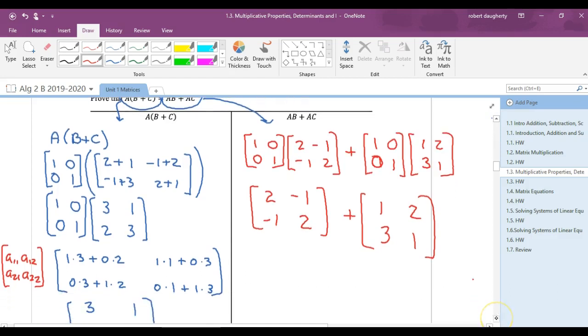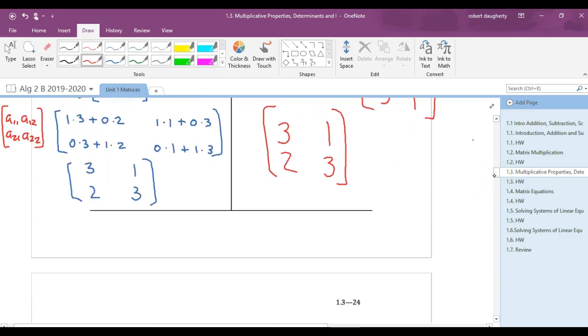So if I add these together, 2 plus 1 is 3. Negative 1 plus 2 is 1. Negative 1 plus 3 is 2. 2 plus 1 is 3. And if I did that right, these are the same matrices. So I got the same answer. Again, nothing really new here. It's just that we've got addition and multiplication coming together in the same problem.